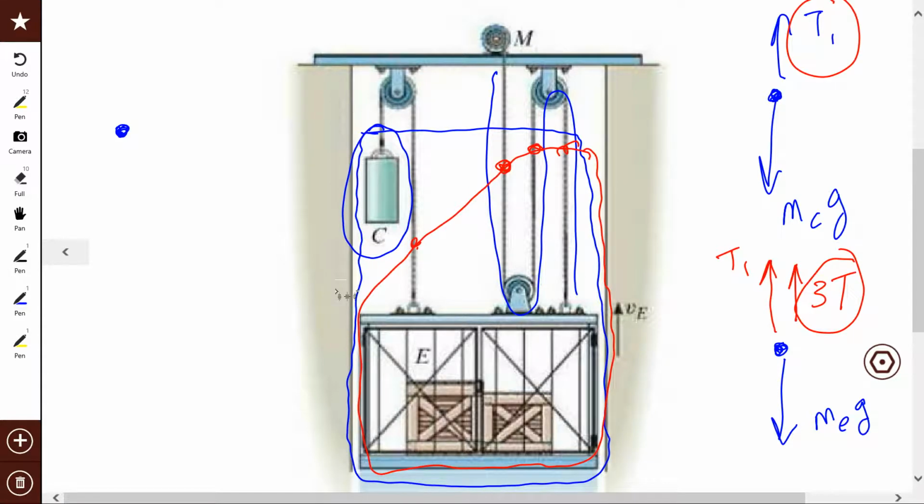Okay, so can we solve them? Okay, T1 is what? Do it in your head. He did it in his head. What's T1?